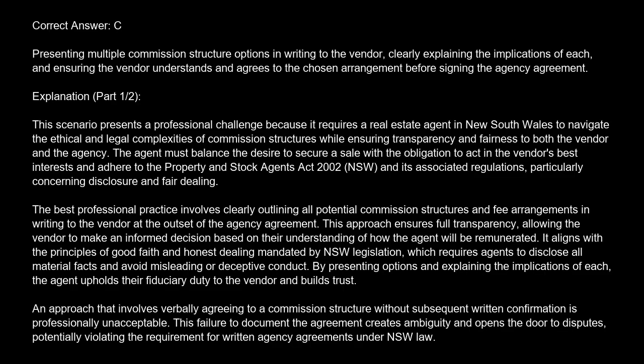The correct answer is C. Presenting multiple commission structure options in writing to the vendor, clearly explaining the implications of each, and ensuring the vendor understands and agrees to the chosen arrangement before signing the agency agreement. Explanation. This scenario presents a professional challenge because it requires a real estate agent in New South Wales to navigate the ethical and legal complexities of commission structures, while ensuring transparency and fairness to both the vendor and the agency.